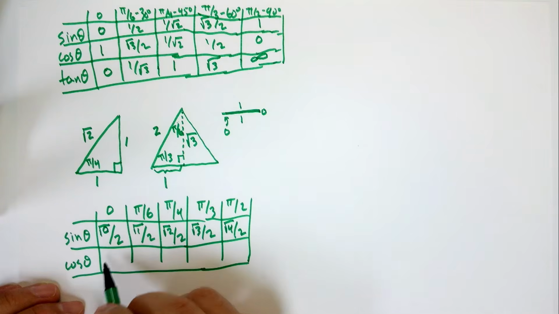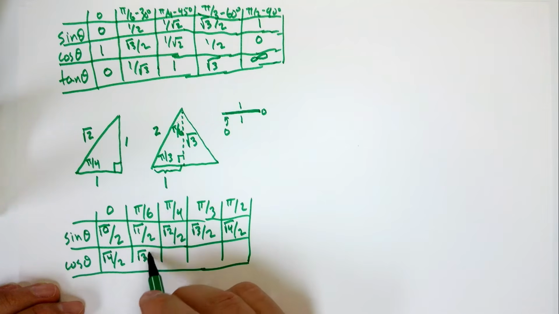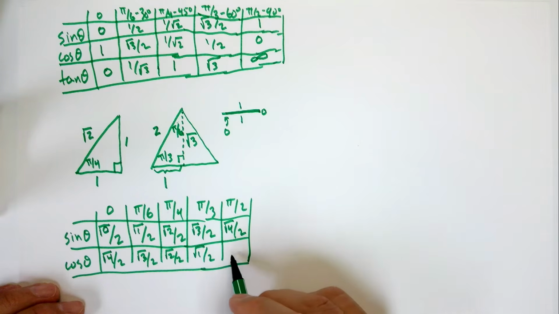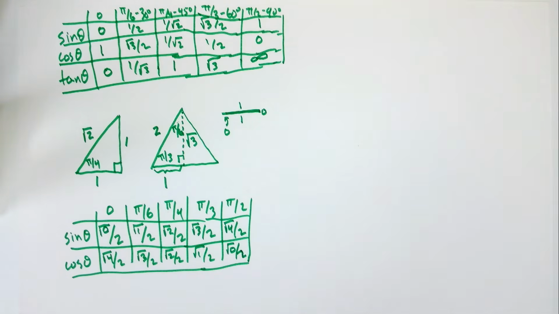How about cosine? It's just going backwards. Square root of 4 over 2, square root of 3 over 2, square root of 2 over 2, square root of 1 over 2, and square root of 0 over 2. And there you go. It's all there. Once you have sine and cosine, tangent, oh, that's a freebie. You don't even have to work hard for that one. You get what you need. All right.